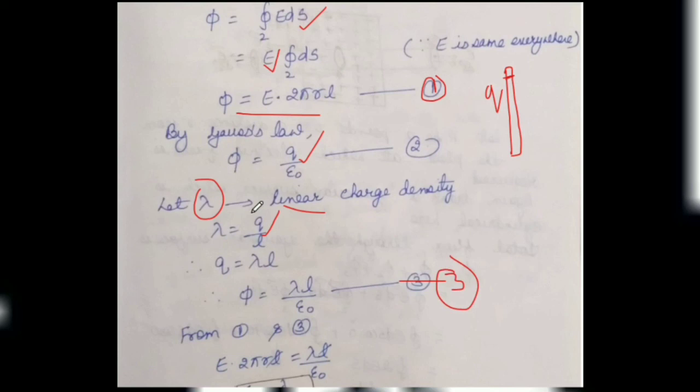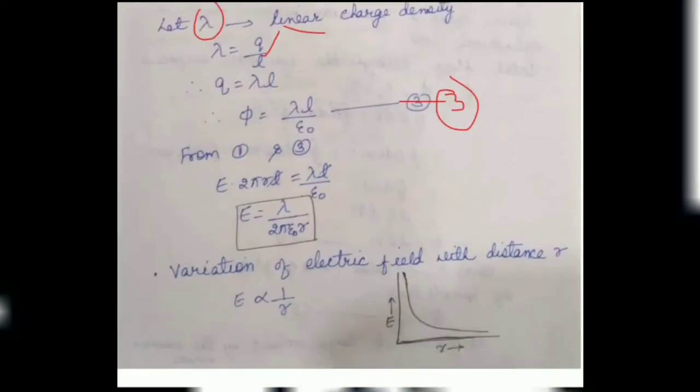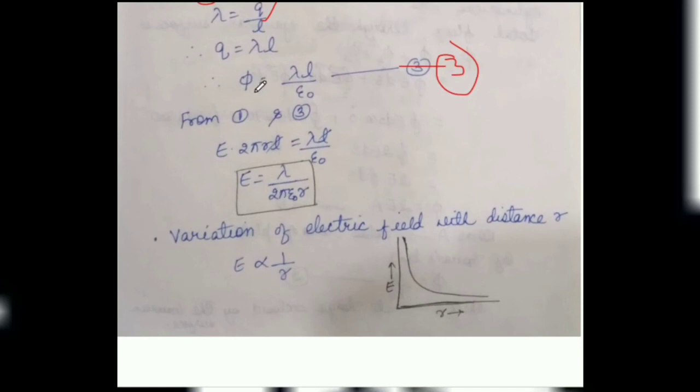You must remember this linear charge density in the case of a uniformly charged wire. In the case of a plane sheet, that is 2 dimensional, we take surface charge density. Here it is 1 dimensional, a linear charged wire, so linear charge density. From equations 1 and 2, both give the flux: E times 2 pi RL equals lambda L by epsilon naught. So L cancels, and E equals lambda by 2 pi epsilon naught R. This is the electric field due to an infinitely long charged wire: lambda by 2 pi epsilon naught R.